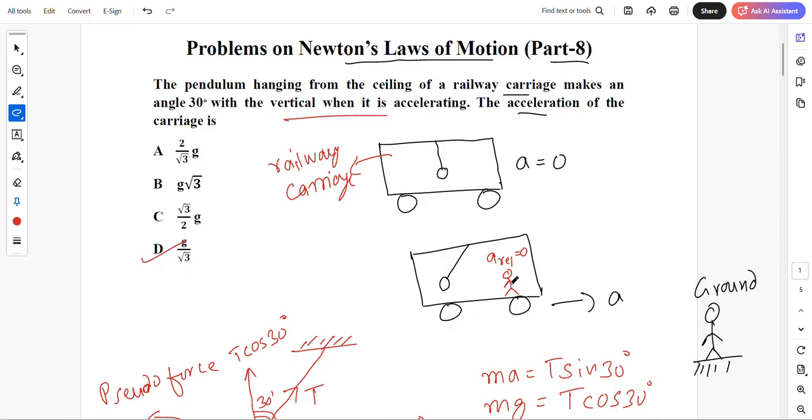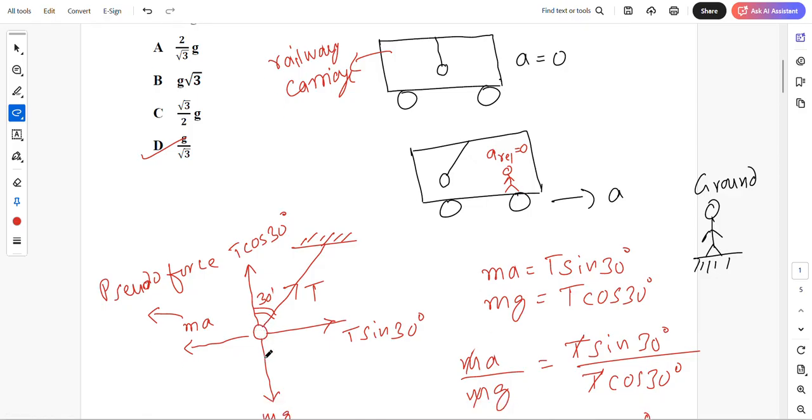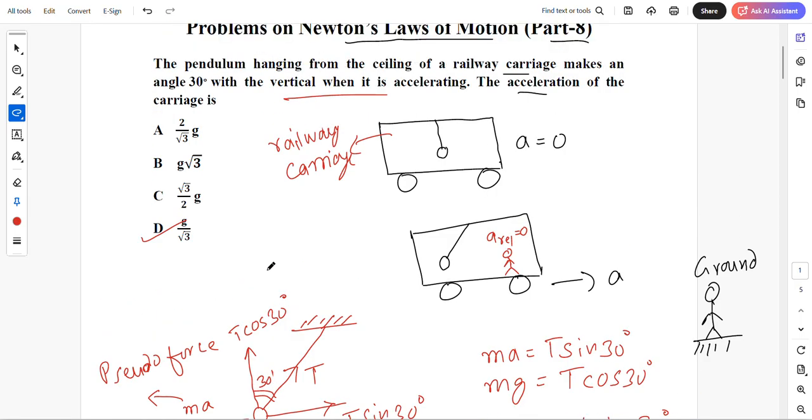Once I go and stand inside the railway carriage, I have to apply pseudo force in the opposite direction of the A that I have applied. This is the pendulum. This is the string of the pendulum. This is the bob of the pendulum. This is mg, weight, vertically downwards.